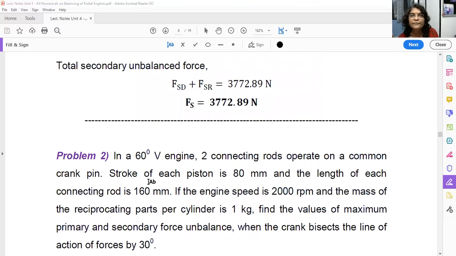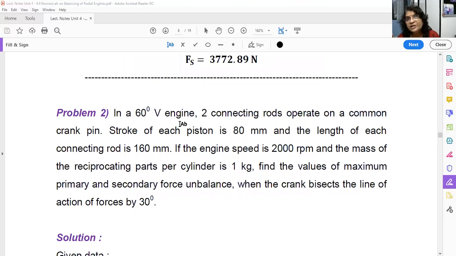Problem number 2. In a 60 degree V engine, 2 connecting rods operate on a common crank pin. So there are only 2 cylinders now, making an angle of 60 degrees with each other. The stroke of each piston is 80 mm. The length of each connecting rod is 160 mm. If the engine speed is 2000 rpm and the mass of the reciprocating parts per cylinder is 1 kg, find the values of maximum primary and secondary force unbalance when the crank bisects the line of action of forces by 30 degrees. That means what?